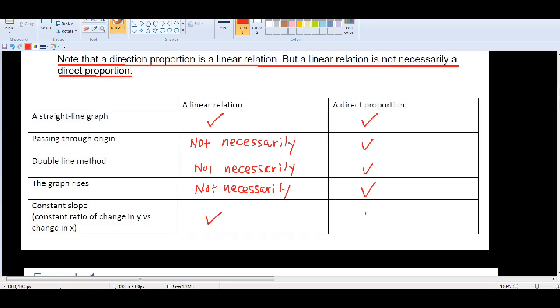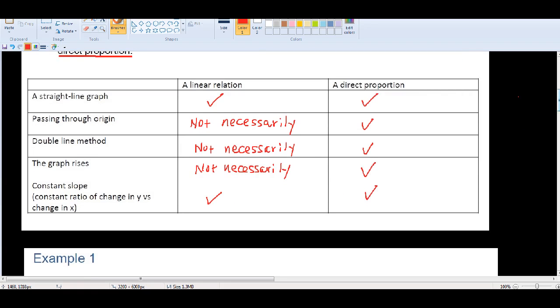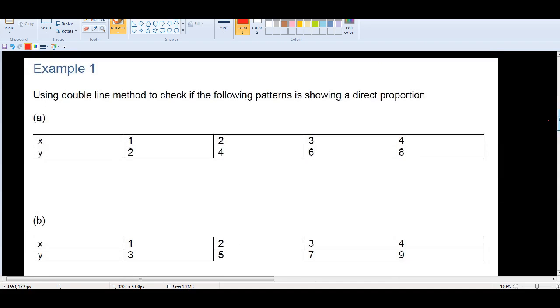Linear relation, yes. Direct proportion, yes. So you see there are lots of things which happen to a direct proportion only, but not necessarily to a linear relation. So that means we need to be careful. The first example is a little bit of revision. Let's check if the following pattern is showing a direct proportion.